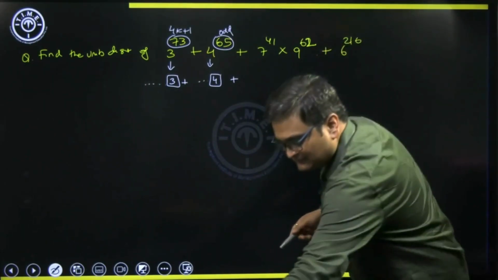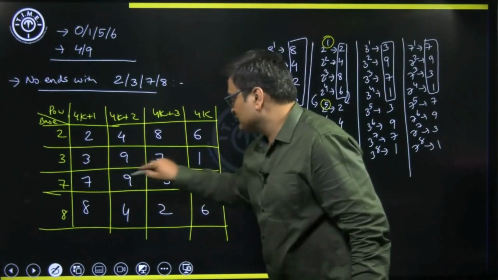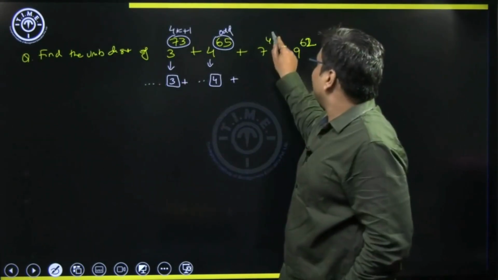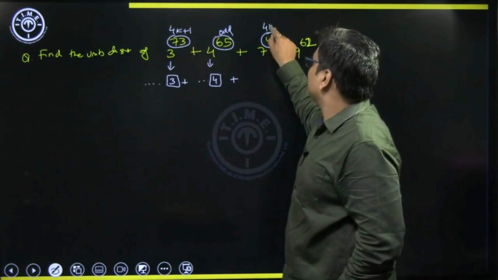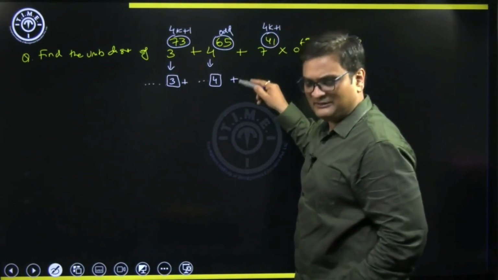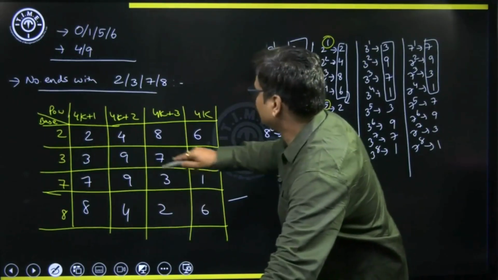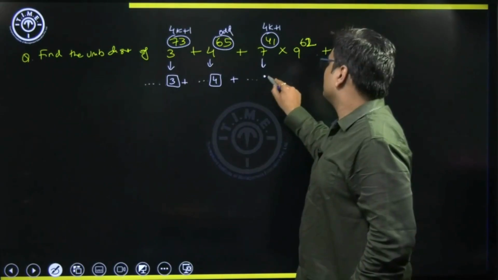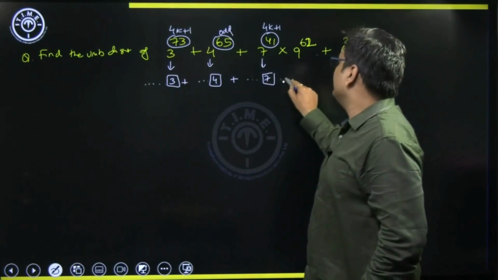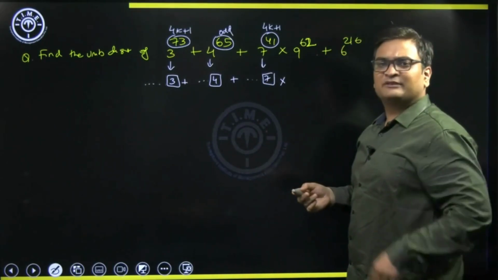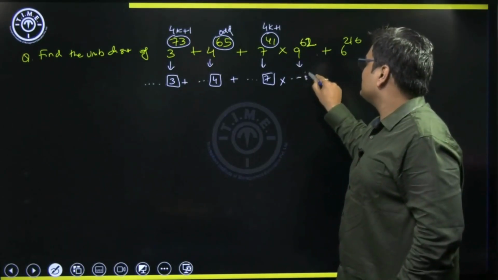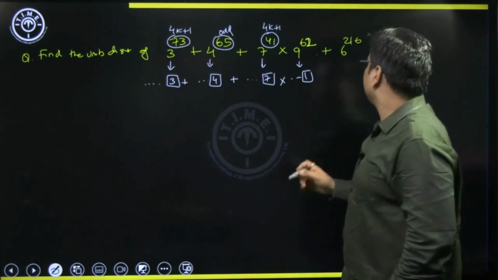Again for 7, the pattern is of 4. So you need to look at the powers now, 4k plus 1, 4k plus 2, etc. So the power that we have here is of the form 4k plus 1, 4 into 10, 40 plus 1. So 7 to the power 4k plus 1, units digit is 7 only. Into 9 to the power 62. 9 to the power odd is 9, 9 to the power 62 is 1. So it's going to be 1, we can ignore that.